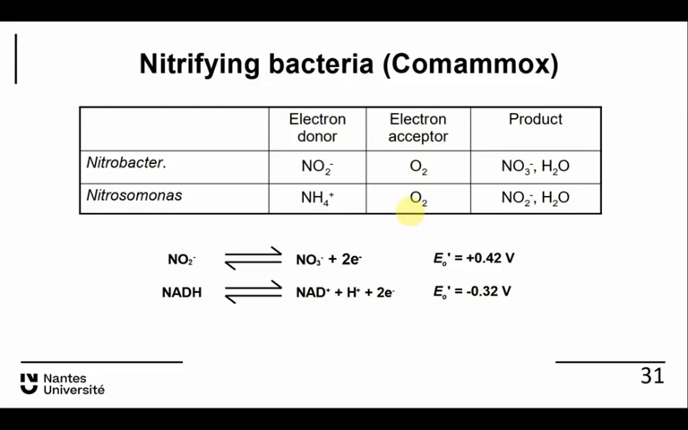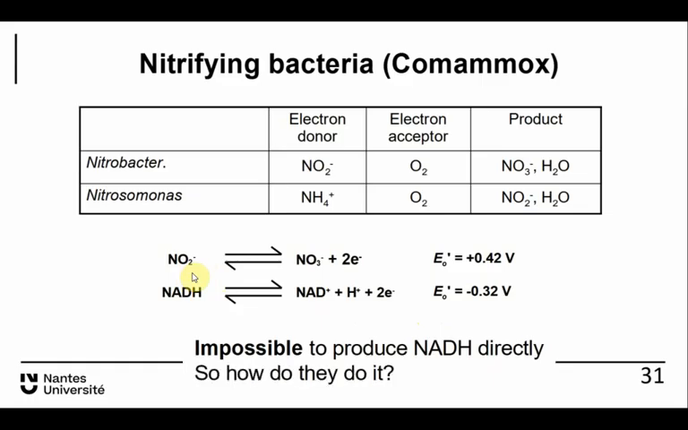But in terms of generating useful biochemical energy, it's difficult because nitrite is a very poor electron donor. So the electrons that are on the nitrite here can't really be transferred directly onto NAD+, because NADH is a very, very good electron donor and nitrite is a very poor electron donor. So they can't produce NADH directly. So how do they do it?